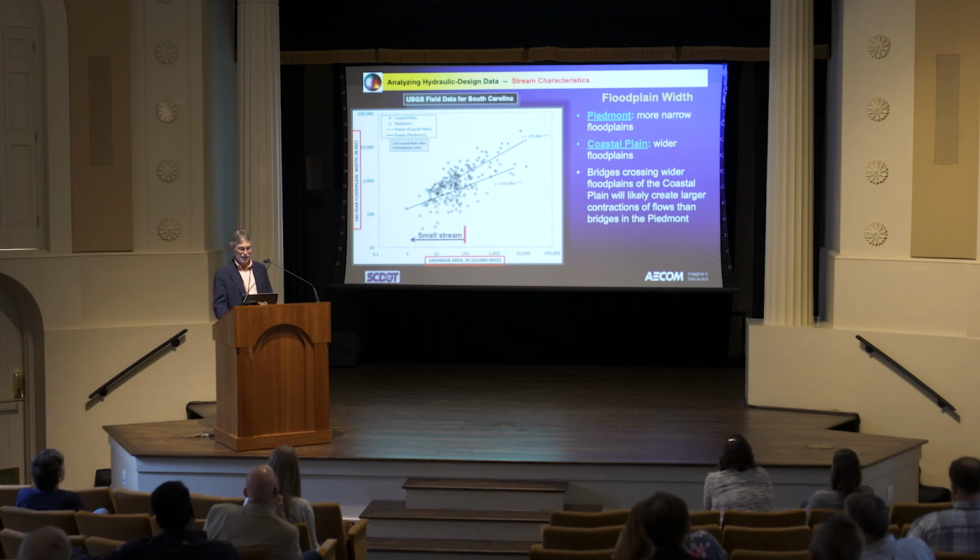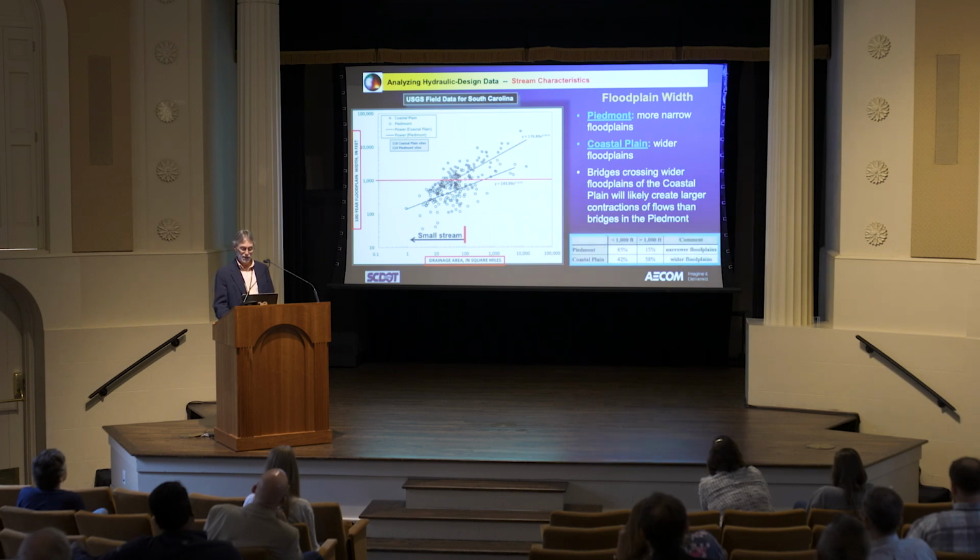Okay, again, your small bridges there, 100 square miles or less, just highlighting that your small bridges tend to have not as wide floodplains. That's pretty reasonable. Okay, this red line marks the breakpoint of 1,000-foot wide floodplain, and it's interesting. You can see by this graph that most of your Piedmont streams are less than 1,000 feet, in contrast to the coastal plain, where most of them are greater than 1,000 feet, just highlighting the difference between those physiographic regions.